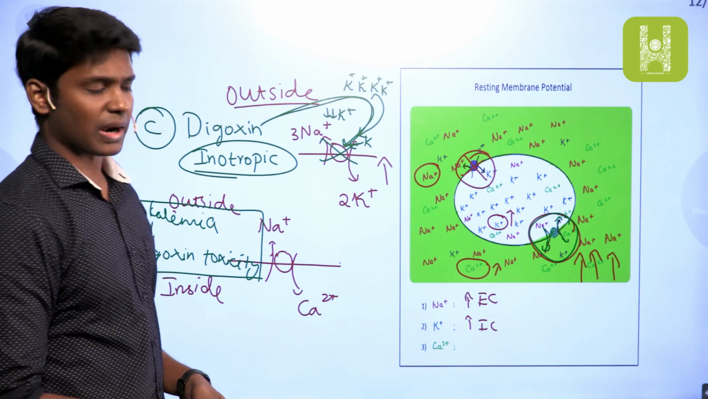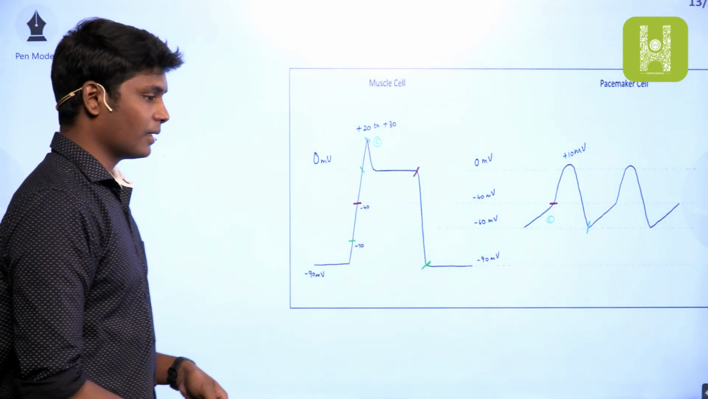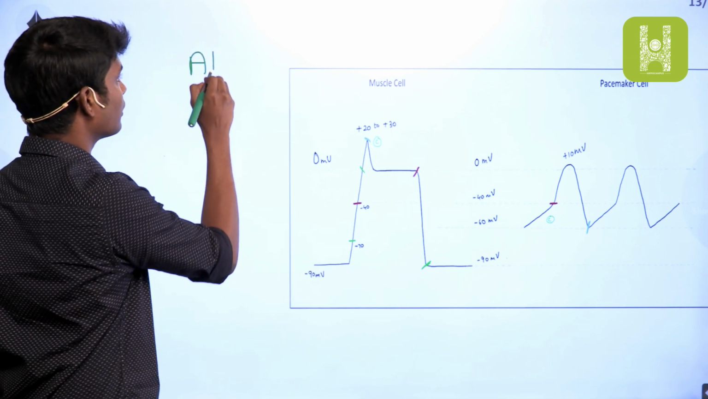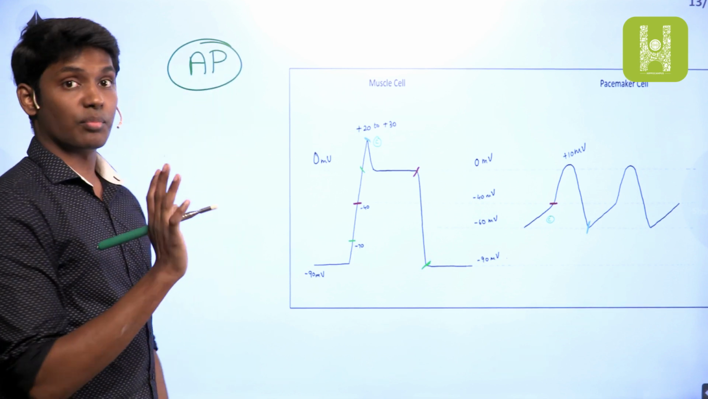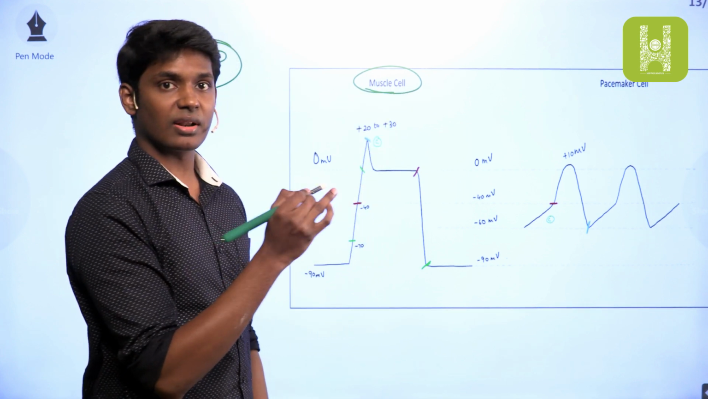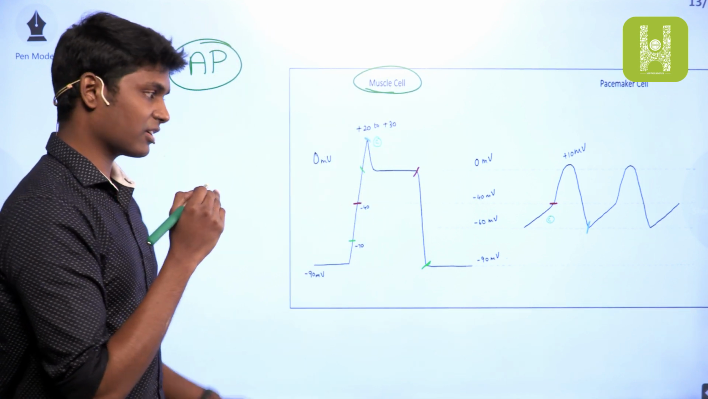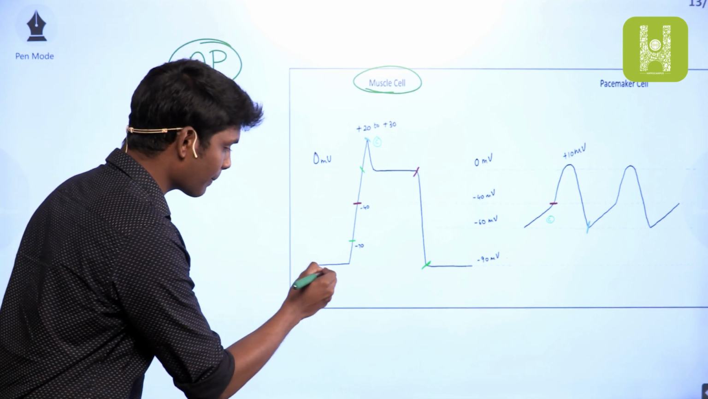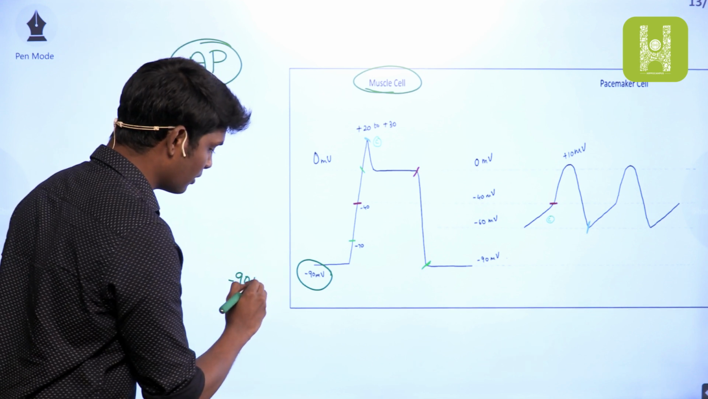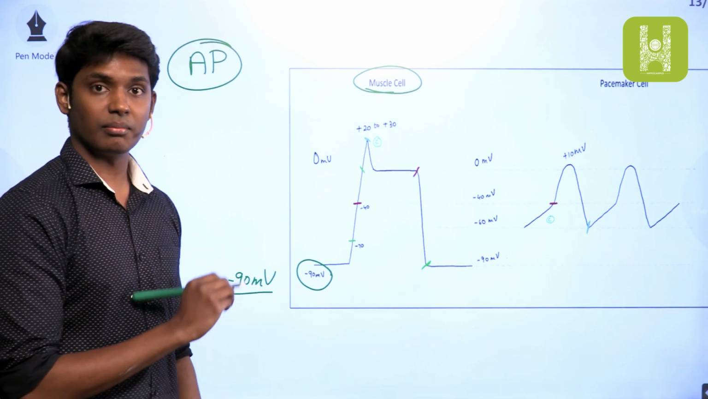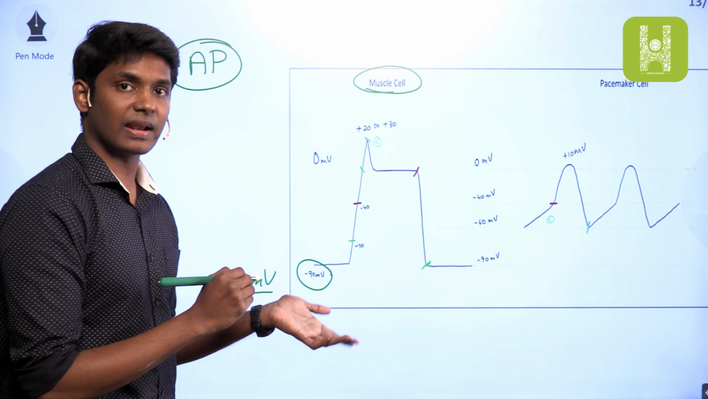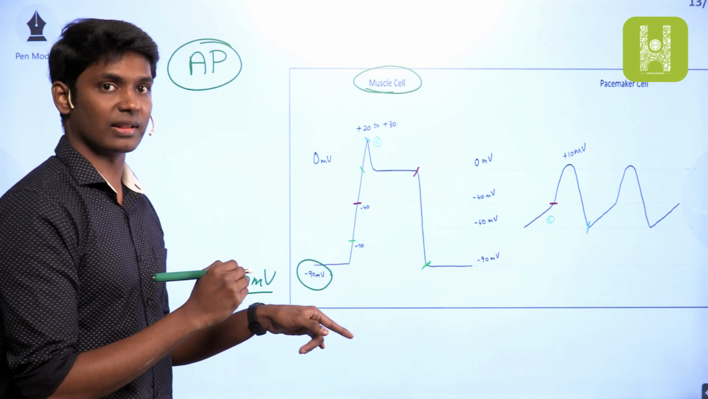So let us go into the next part. I told about the resting membrane potential. Now let us go into the action potential. This is a normal muscle cell and this is a normal muscular cell action potential. I'll explain how the action potential actually occurs. We all know the resting membrane potential of a muscle cell is minus 90 millivolt. This minus 90 millivolt is maintained by the movement of positive ions inside and outside the cell, mostly potassium.